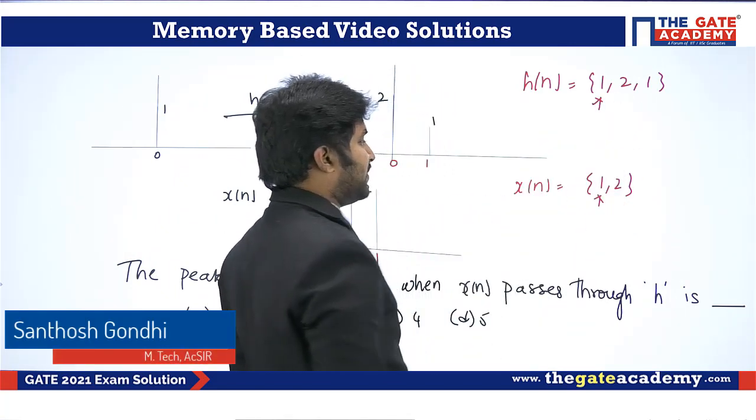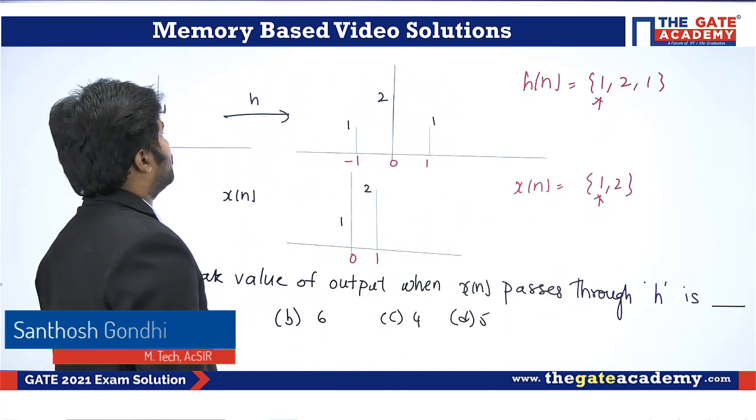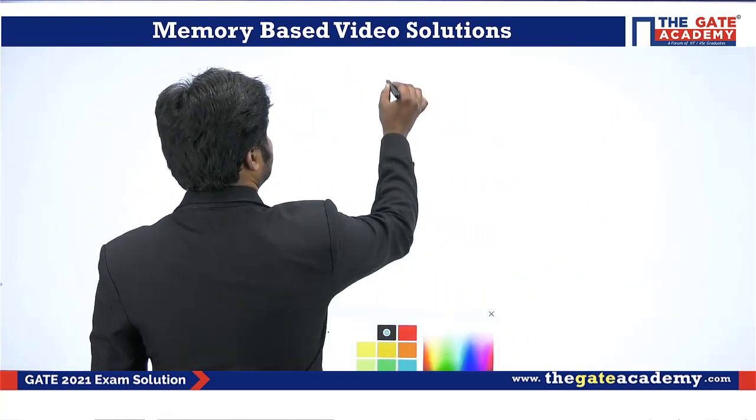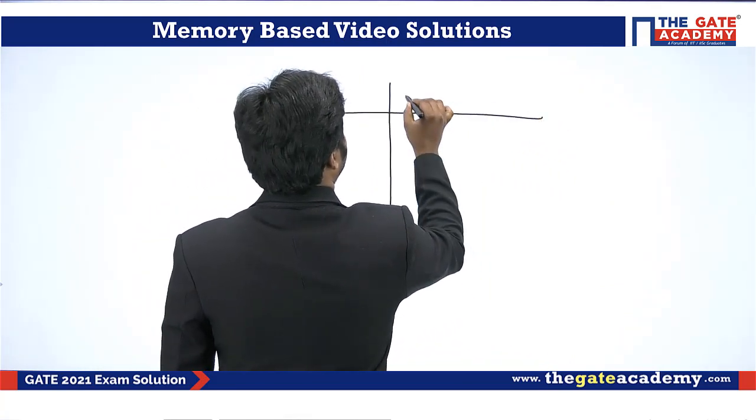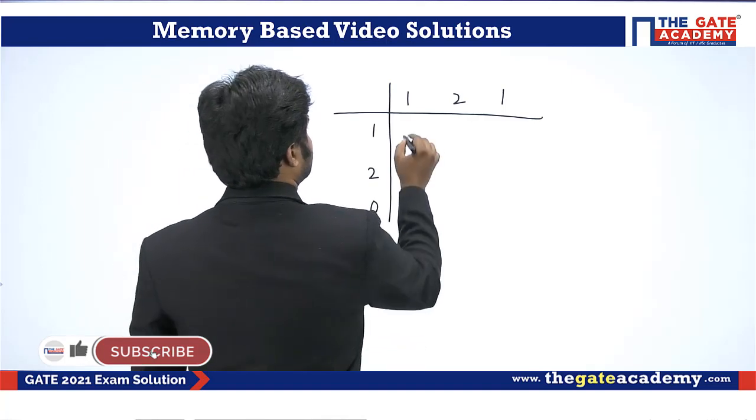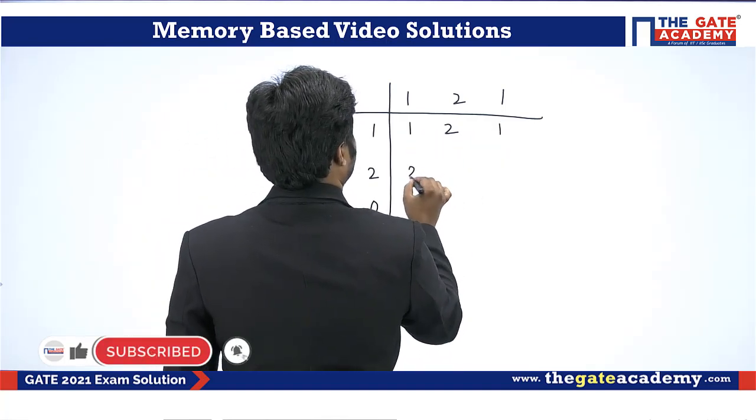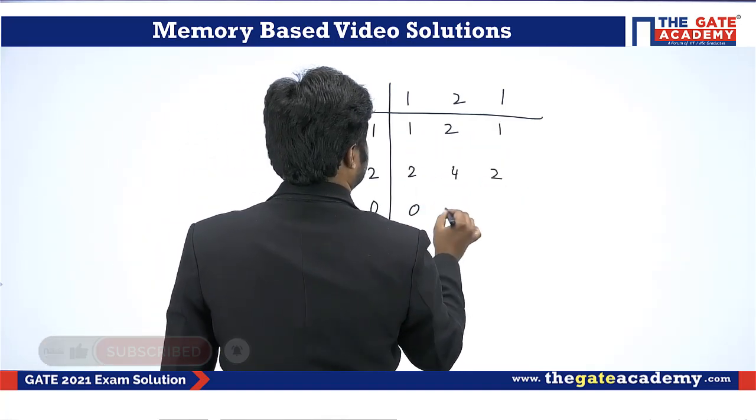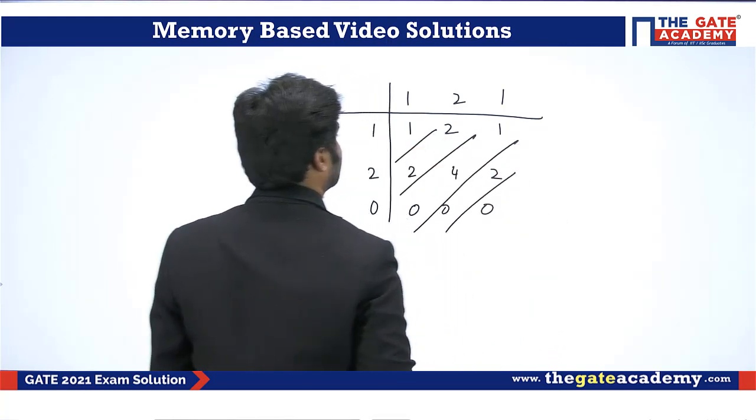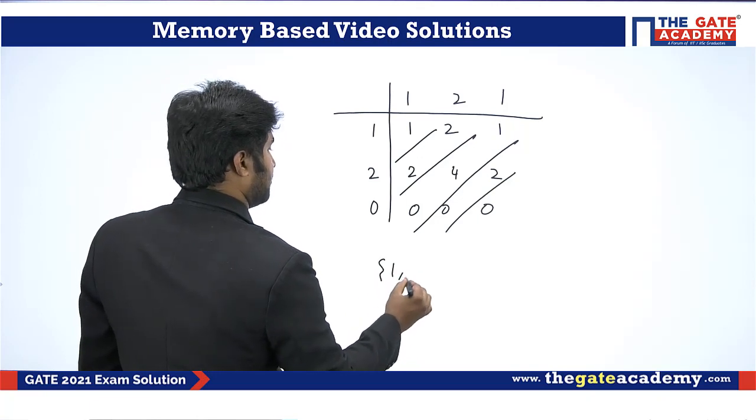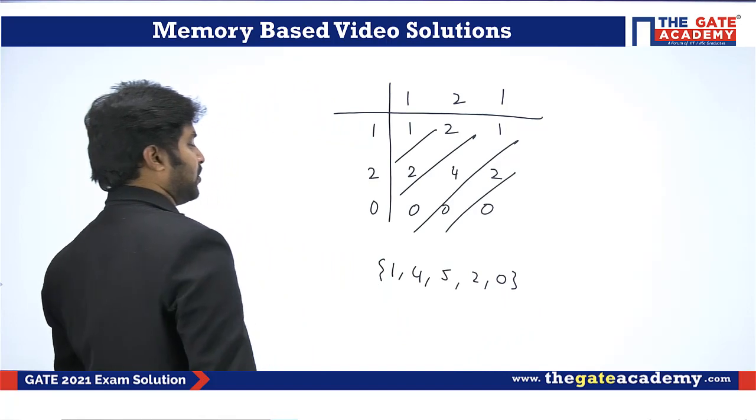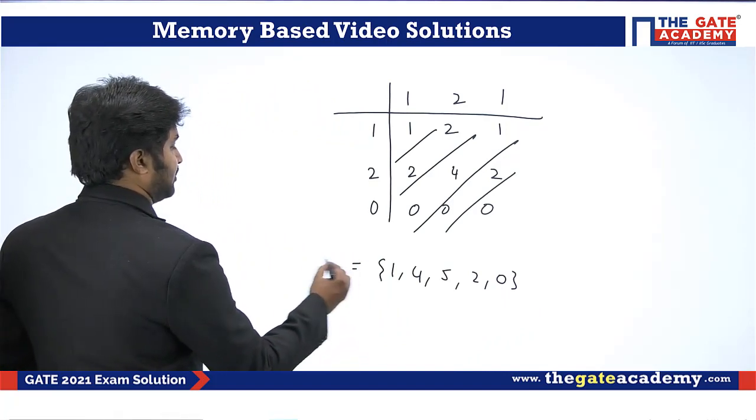Now you convolve these two functions. What are we going to have? Please convolve. Let us use the tabular method. So 1, 2, 1, whereas here it is 1, 2. So let me pad 0 here. So it is 1, 2, 1, 2, 4, 2, 0, 0, 0, right? Clear? So this is 1, 4, 5, 2, 0. What is this? This is nothing but the output.